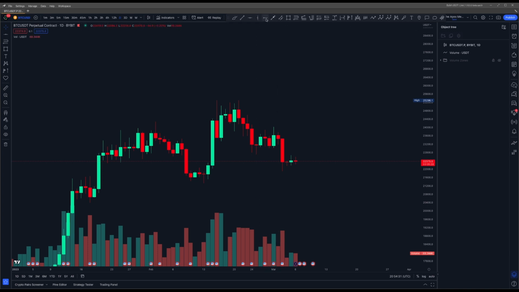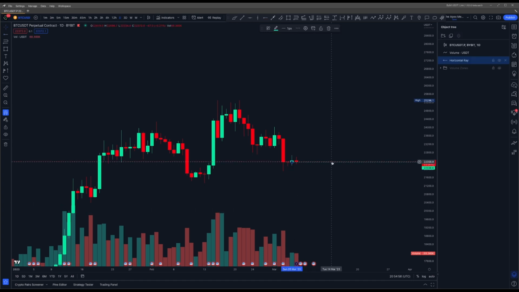Now I'm using my horizontal ray, and I want my magnet tool on. You should do the same too. What we're going to focus on is where we see a change. So you can see there's a red candle here, and a red candle here, and a red candle here. This green candle changed the direction, let's say, of the price, and so we mark that with a horizontal ray. Double clicking on that ray, I'm going to change it to a line.